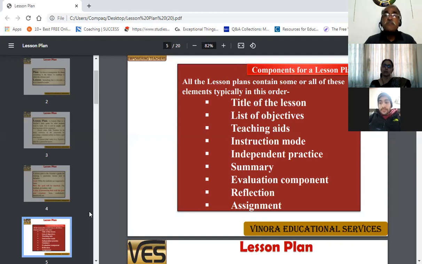Then instruction mode. What way we will be delivering this lesson in such a way that out of 40 people, we expect all those 40 people to understand our instruction. Then independent practice, then summarizing. Evaluation component is also there. That is what I just told you, recap.